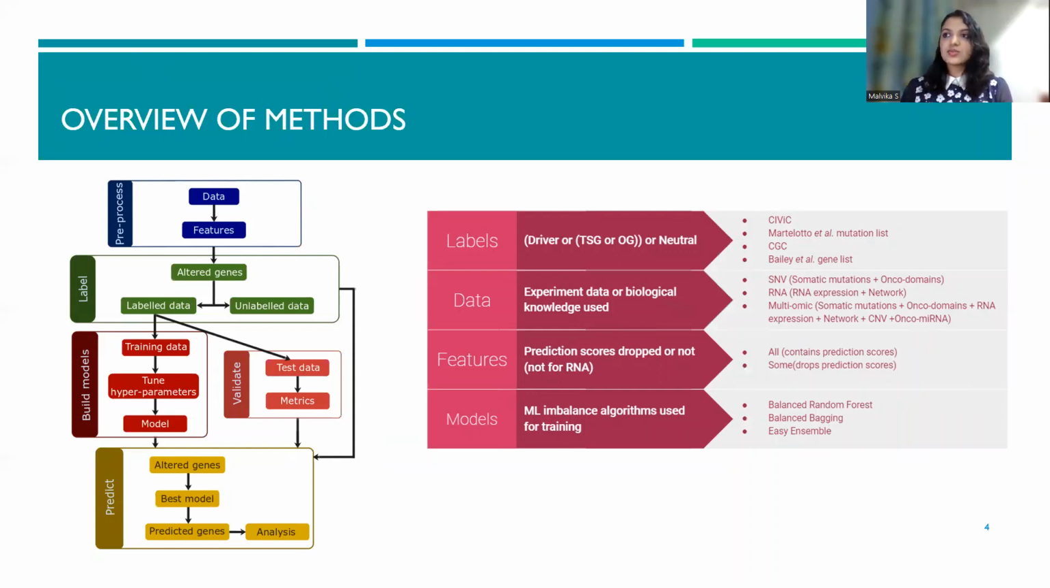So what we were interested in while developing Pivot is to generate a supervised method for identification of driver genes. We basically pre-process the data into different kinds of features, which are then labeled, and we build models which are then validated, and based on the best models, we use them for predicting new personalized driver genes. Now, as I said, we were interested in formulating a supervised problem, so we needed to label the data. Here we used 4 different methods for labeling.